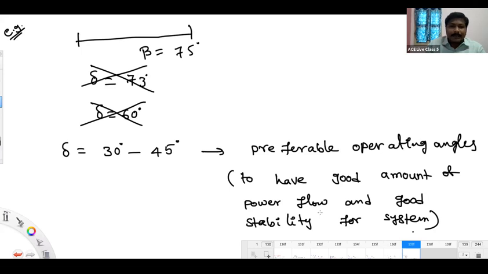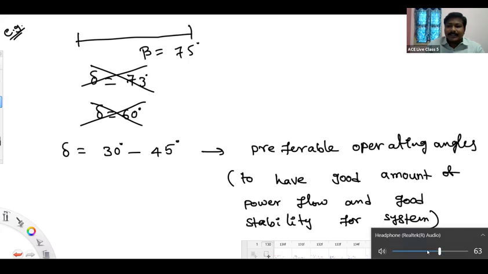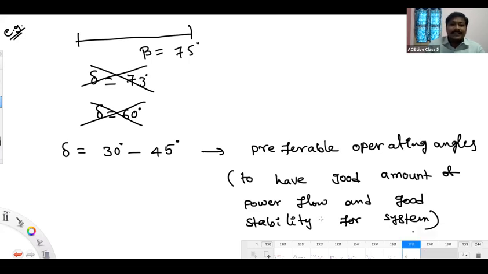Why are we not preferring 60 degrees? Because if there is a large disturbance, there is a chance of instability. There is a chance of instability for a large disturbance. That's why we can say we do not prefer to take 60 degrees.